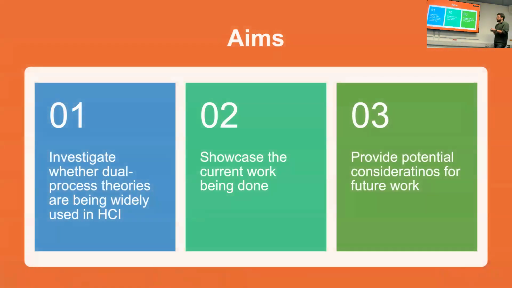Okay, so we know the problem. There's a lot of theories. We want to bring theories into HCI, but how do we choose which dual process theory to use? So that's why I decided to do a scoping review. So not only to understand how much dual process theories are being used in HCI, but where, how, all of these things.